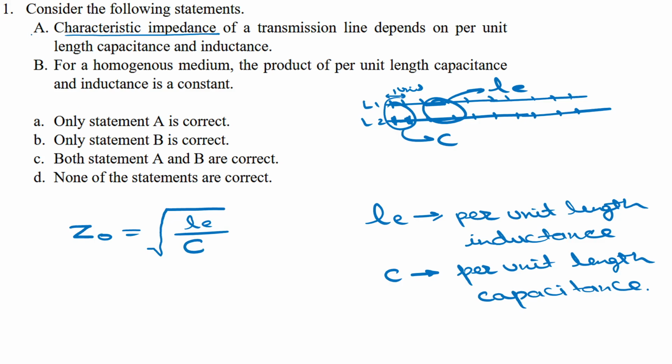If you now read statement A again, characteristic impedance of a transmission line depends on per unit length capacitance and inductance, and if you see this formula, Z0 is square root of L_e by C. So we can clearly say that statement A is correct, because this Z0 is the characteristic impedance.